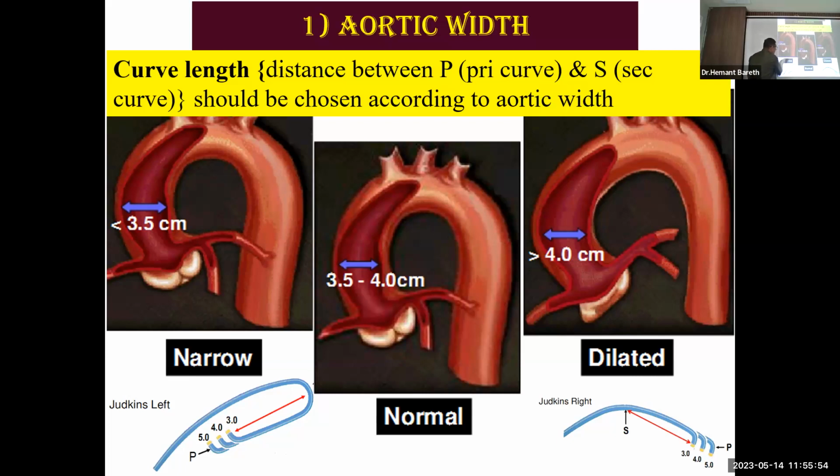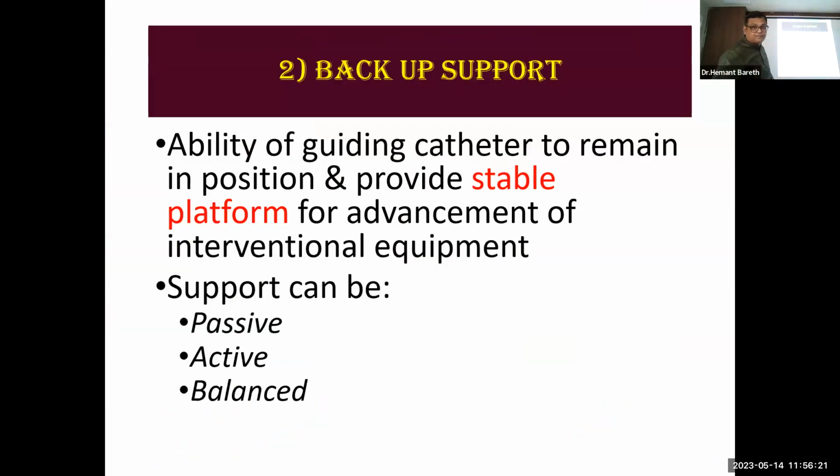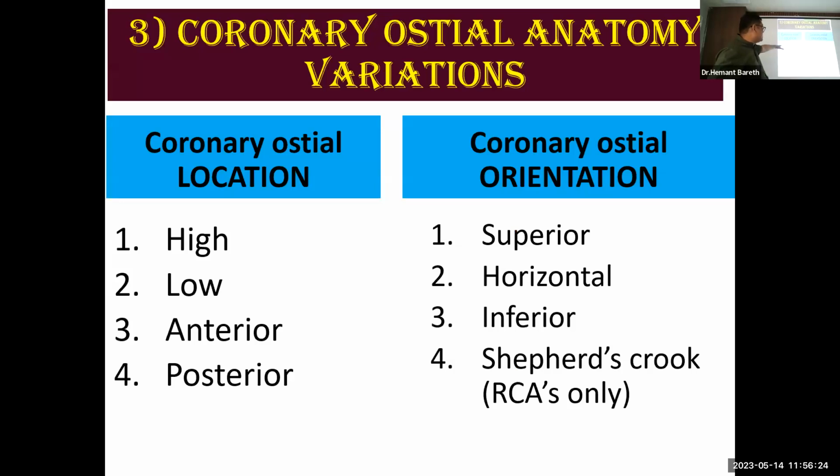So if the vessel is looking down, instead of horizontal, suppose the origin is vertically down, this is an inferior orientation. It could be horizontal, it could be superior, or it is going like this, so this would be a superior kind of orientation. So where the ostia of the coronary is pointing also decides the location and orientation. So location could be high, low, and then normally coronary.